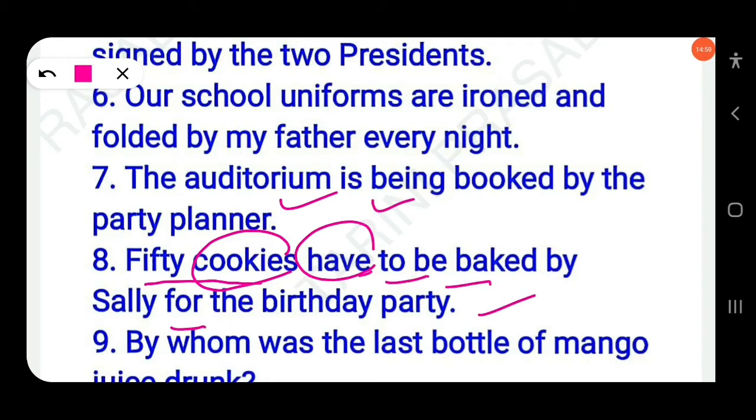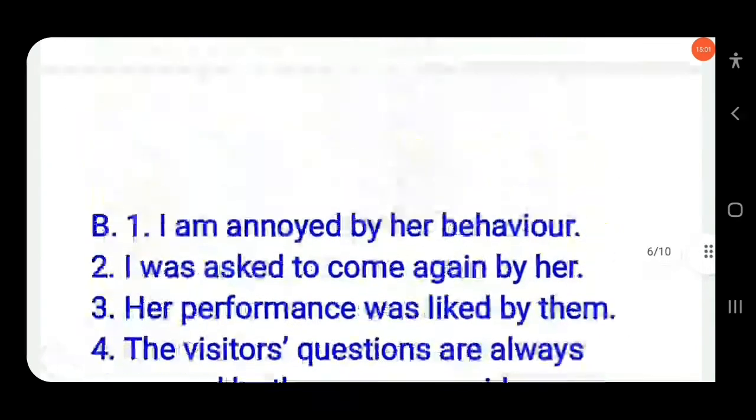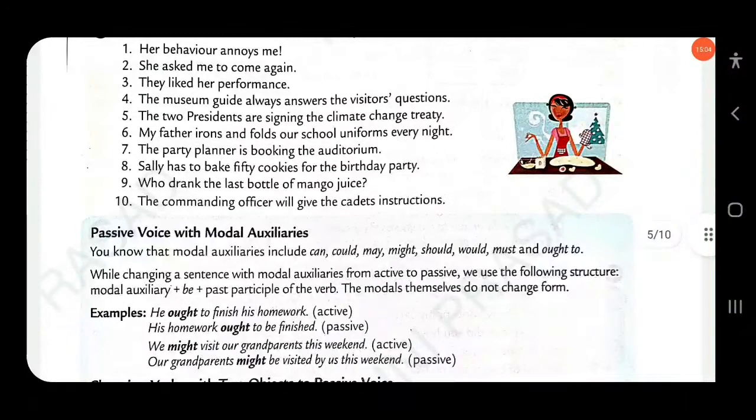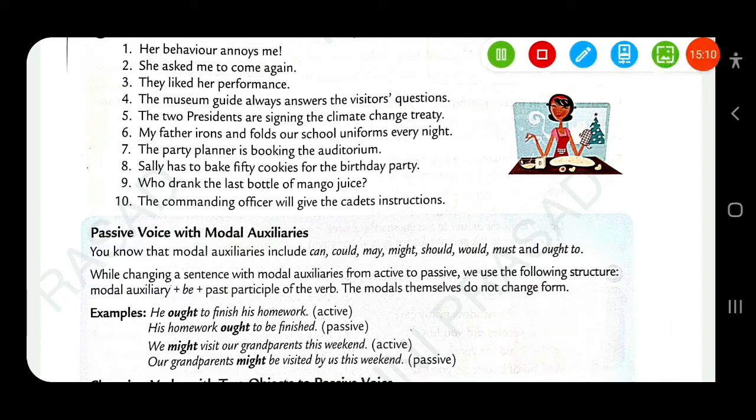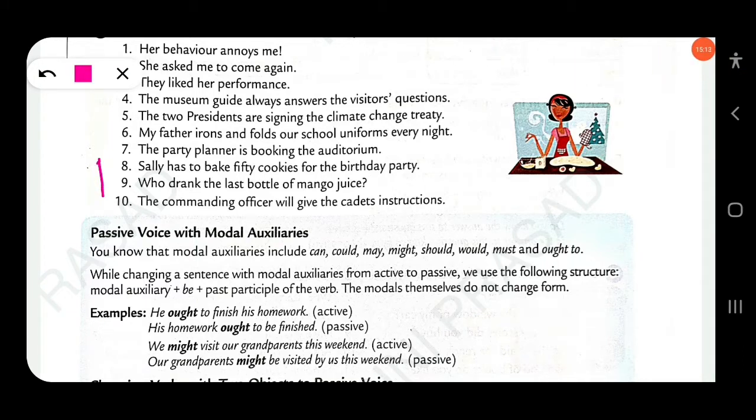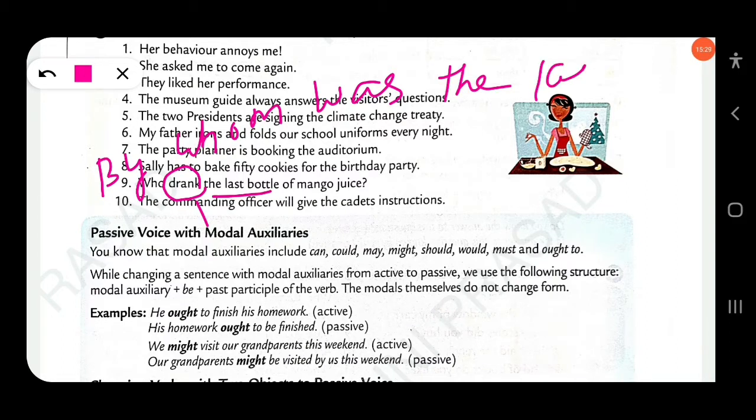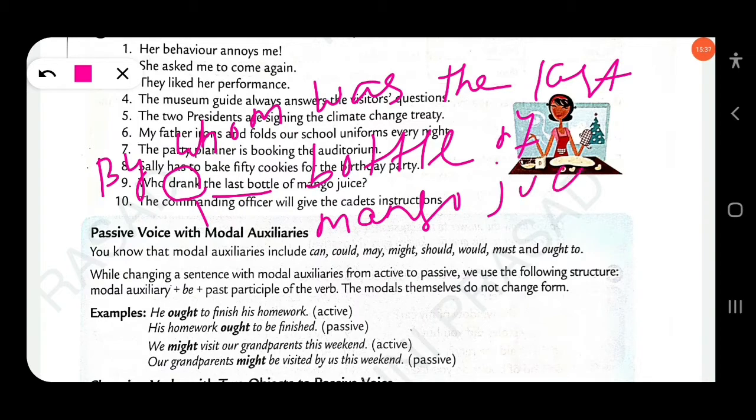Clear? Then next question here. Who drank the last bottle of mango juice? So you can represent this in two ways. First you can write by whom. Here, which tense is used? Simple past. That means you have to write by whom was the last bottle of mango juice. Drink, drank, drunk. So you have to use the third form of the verb.